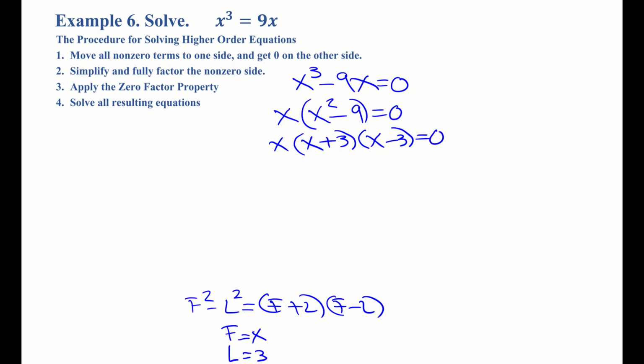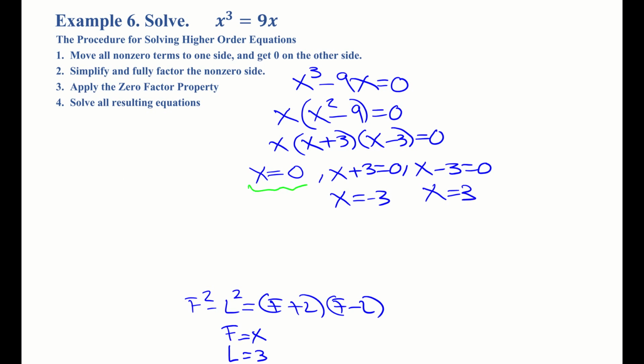So we end up with 3 factors whose product is 0. So you apply the zero factor property with 3 factors. So you say either x is 0, the first factor, and this is the one a lot of students miss, so be careful, or x plus 3 is 0, or x minus 3 equals 0. So the first one you're done with. The second one you get x equals negative 3. For the third one you get x equals 3. Notice that you have 1, 2, 3 solutions here.